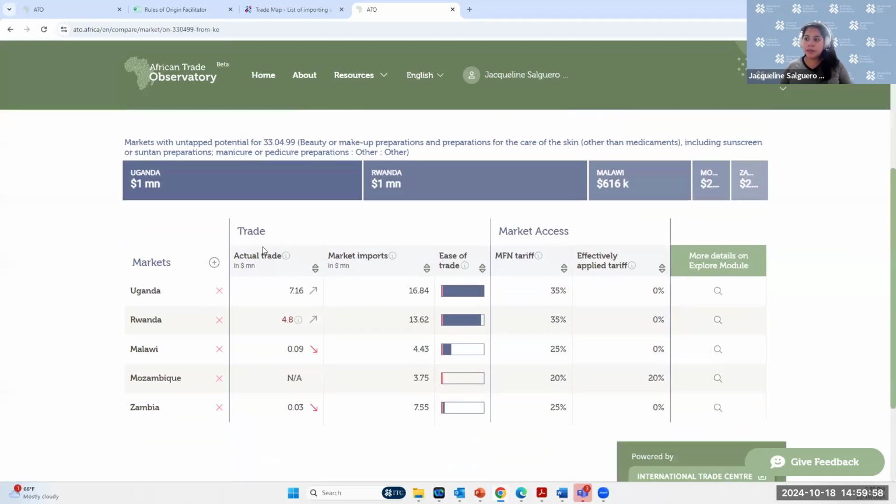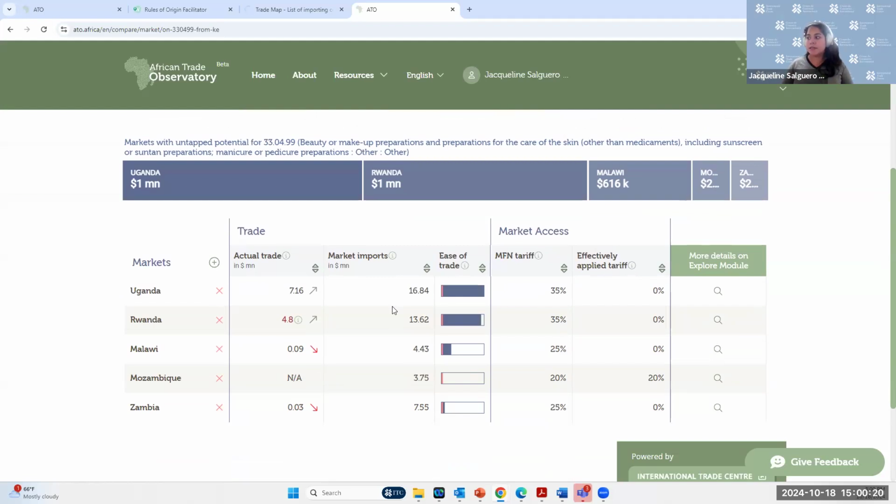We have looked at different information that can help us to compare how attractive or not a market is. Based on that, I will select, as an example, according to each criteria. If my criteria is I want a market that is growing, I will select Uganda and Rwanda. If my criteria is I want a big market, probably I will go for the first two, Uganda and Rwanda.